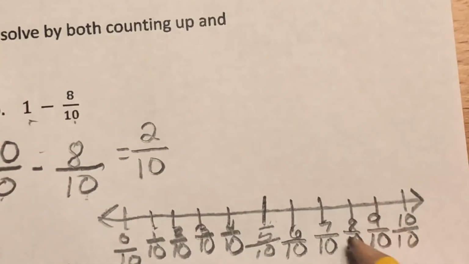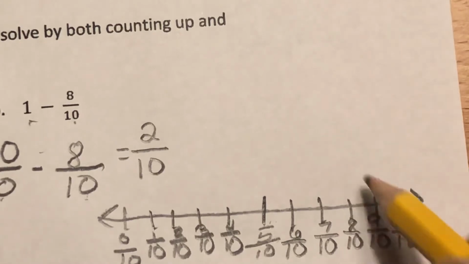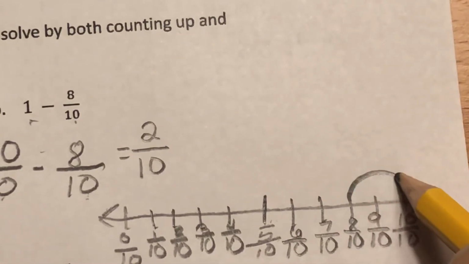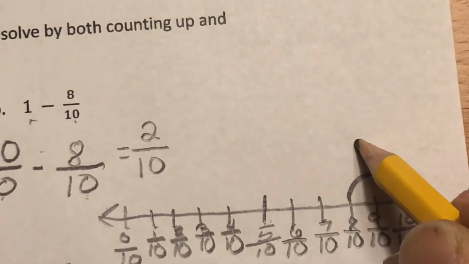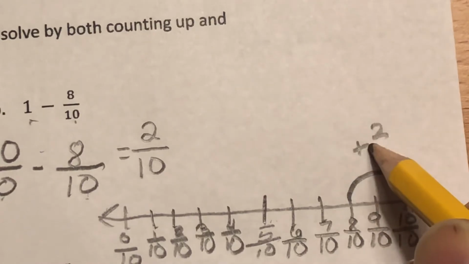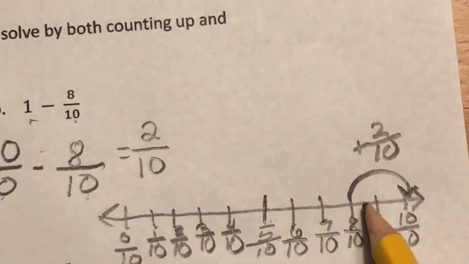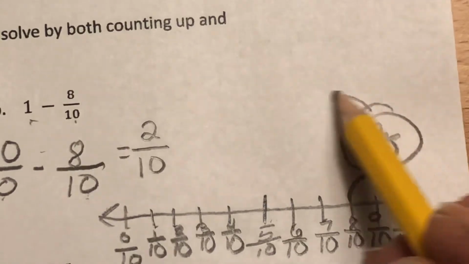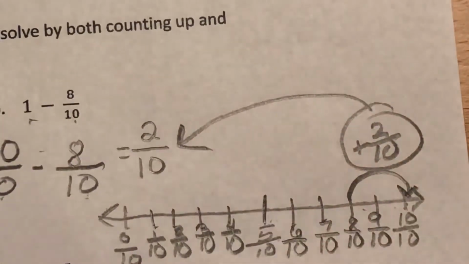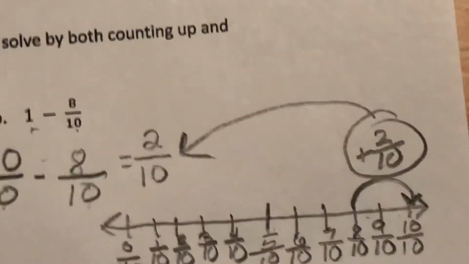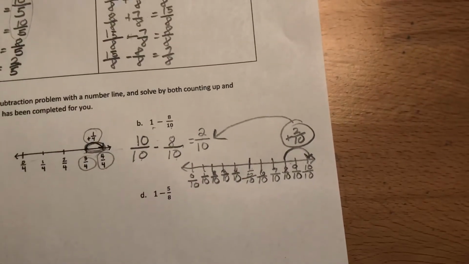So here is 8/10, and there's 10/10. That would be plus 2/10, right? See from here to here, 2/10. See how that's the same? Yep. Okay. All right, hopefully the rest of those number lines aren't so cramped and tight.